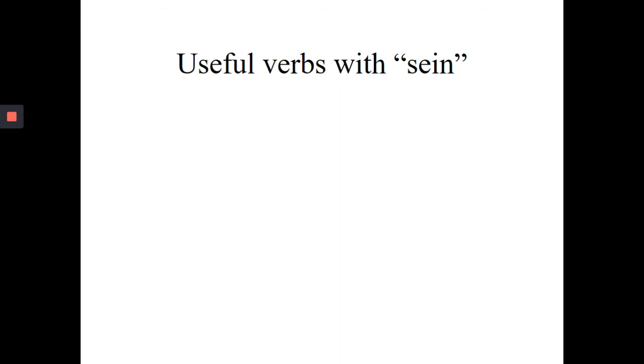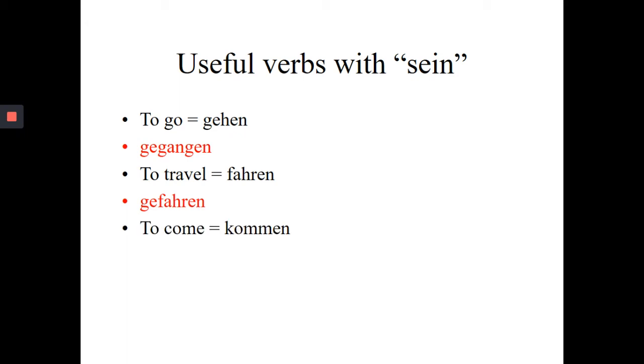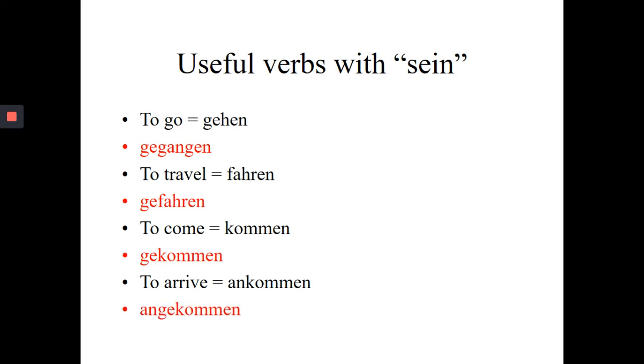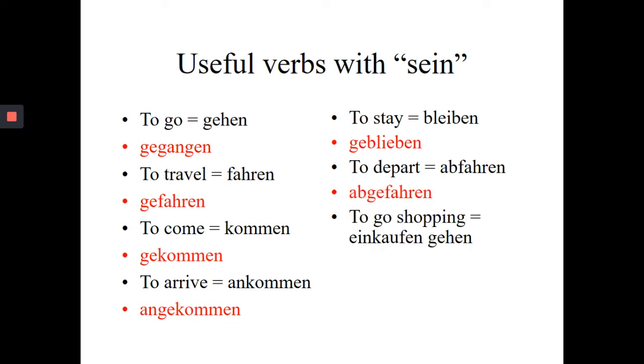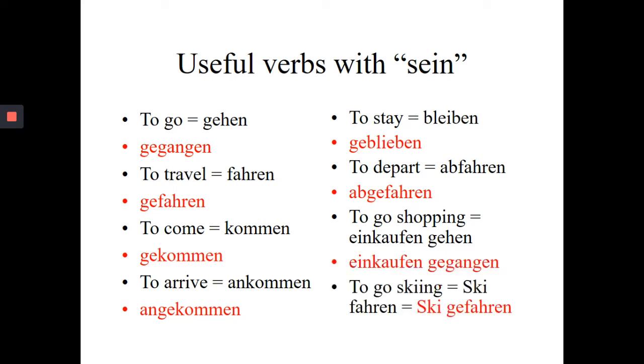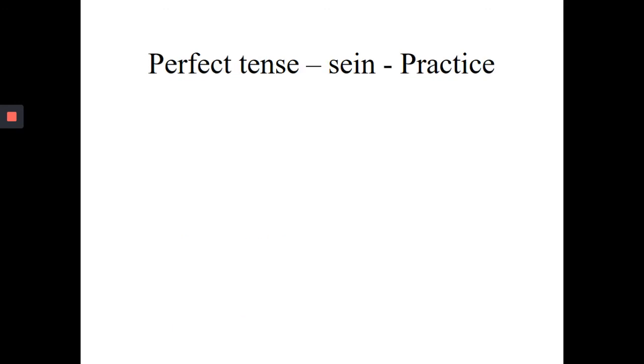Useful verbs with sein. Well, you've got your verb to go, so I went would be ich bin gegangen. To travel, fahren, gefahren, so ich bin gefahren. To come, kommen, ich bin gekommen. To arrive, ankommen, angekommen, so der Zug ist 10 Uhr angekommen, the train arrived at 10 o'clock. To stay, bleiben, ich bin geblieben. To depart, abfahren, wir sind 10 Uhr abgefahren, we left at 10 o'clock. To go shopping, einkaufen gehen, wir sind einkaufen gegangen. And to go skiing, Ski fahren, Ski gefahren.